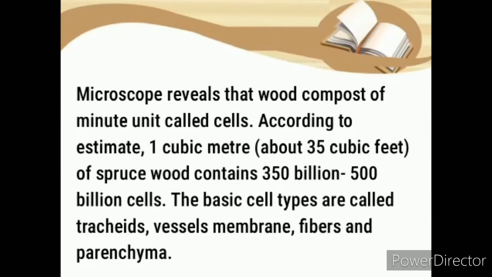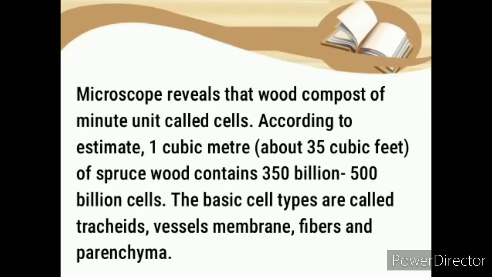A microscope reveals that wood is composed of minute units called cells. According to estimates, 1 cubic meter, or about 35 cubic feet, of spruce wood contains 350 billion to 500 billion cells. The basic cell types are called tracheids, vessel members, fibers, and parenchyma.